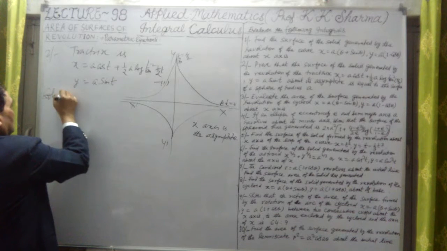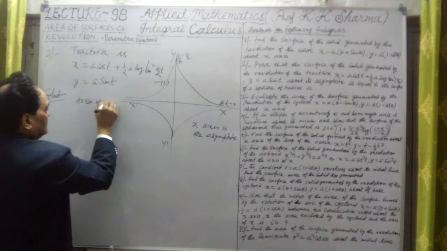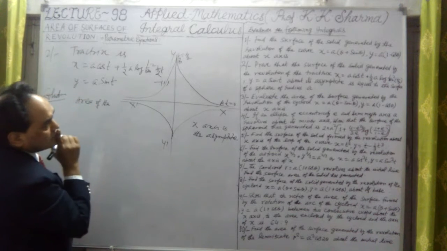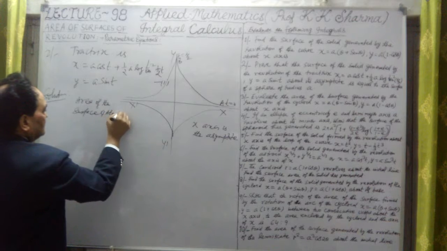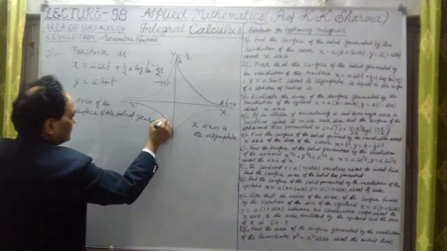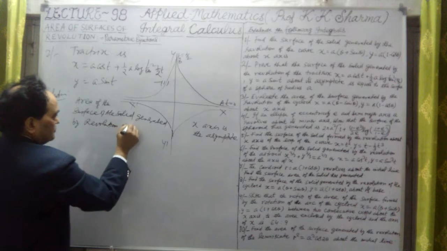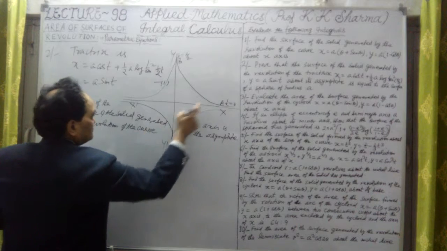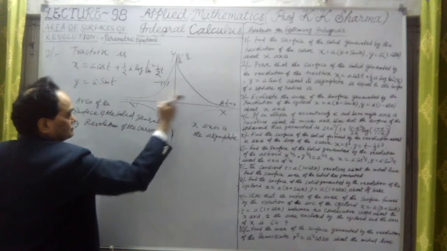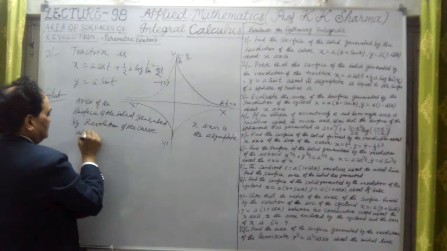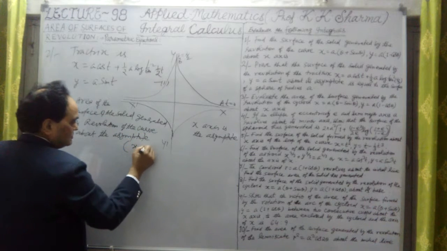Solution. So first let me find the area of the surface of the solid generated by revolution of the arc of the curve, first taking the arc in the positive quadrant here, about the asymptote. In this case, the asymptote is the x-axis.